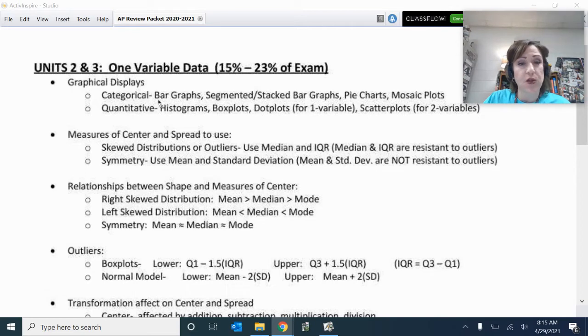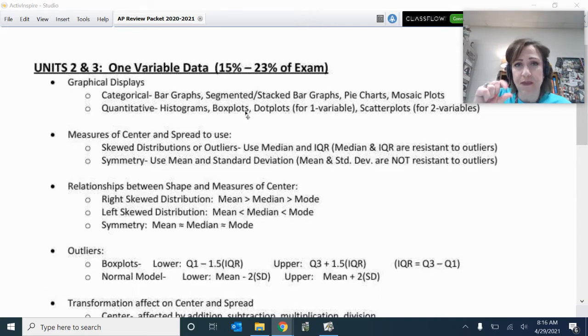Categorical is those bar graphs. So you have different ones for categorical versus quantitative. Remember that bar graphs have that separate space in between the bars, but histograms are for quantitative. So those are the ones where the bars touch. Okay, and then again for categorical, you could have the segmented or stacked bar graphs.